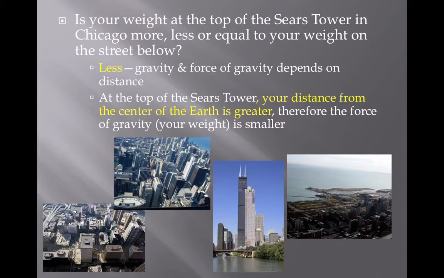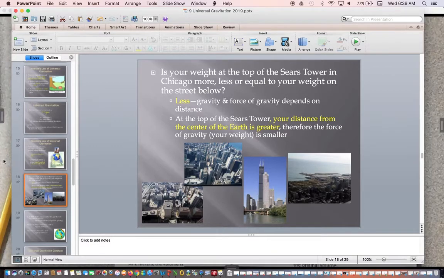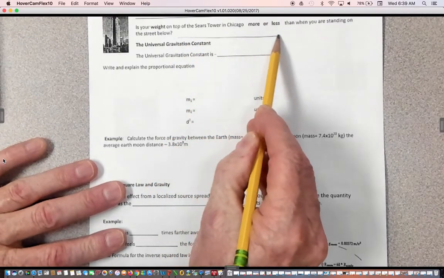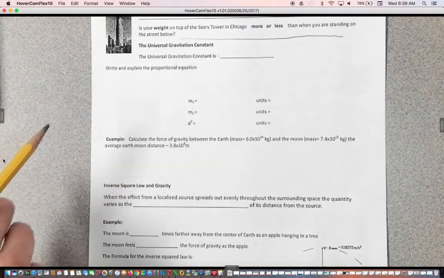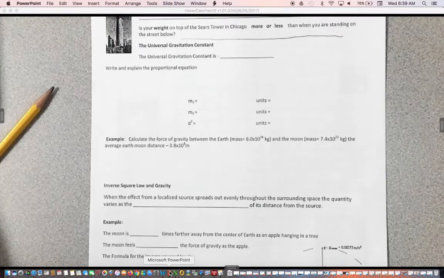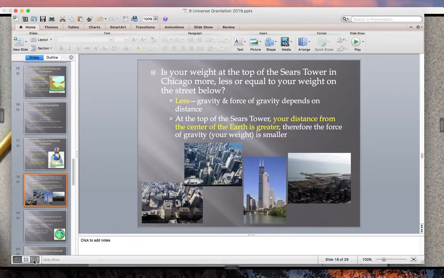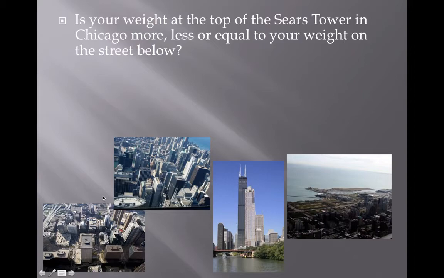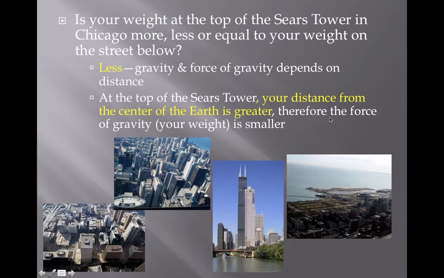Moving on, you'll want to know you weigh less because you're further away. If you'd like to fill in a blank right here and put down, because you're further away from the center of the Earth, your distance from the center of Earth is greater. So you should write that down under that statement.